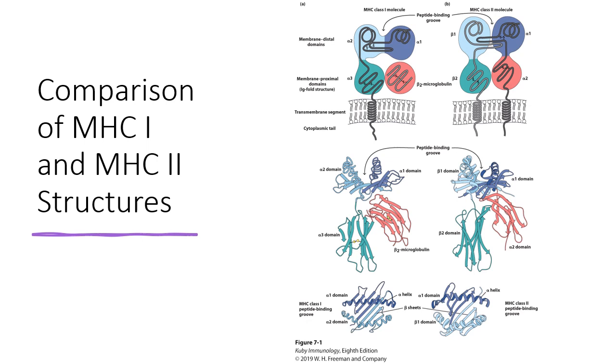Both of them create these grooves, and you'll notice that there's a slight difference in the spacing, which is hard to see. This one's actually a little bit more open on the MHC2 side, and that allows a little bit more space at the ends so you can get overhang of your peptide.